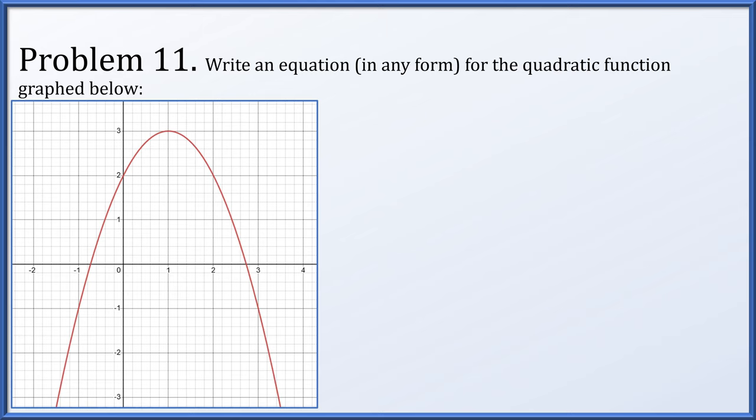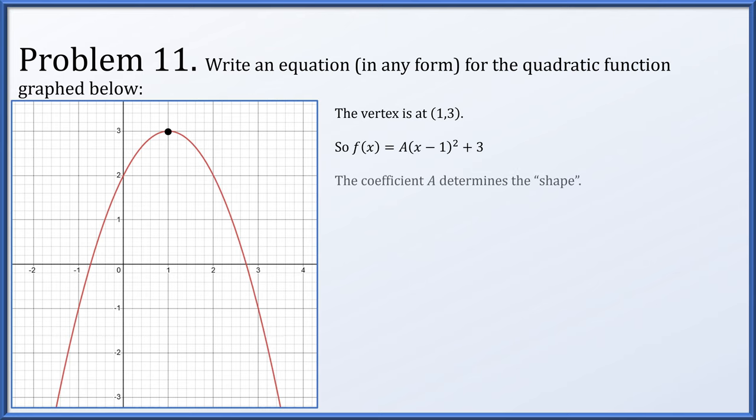Next, we are given a graph and asked to find an equation which would produce it. We can find the vertex. It's at (1, 3). There it is. So f of x has to be some constant times x minus 1 squared plus 3. We're going to work with vertex form, because the vertex was very easy to spot on this parabola. The only question is, can we find a?